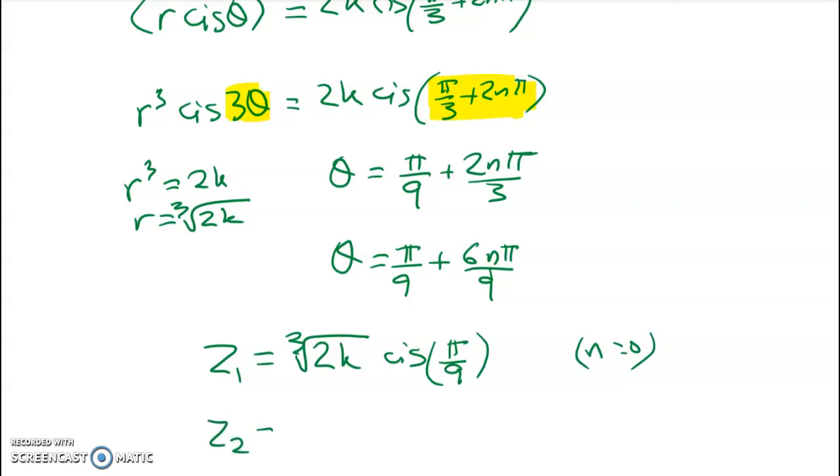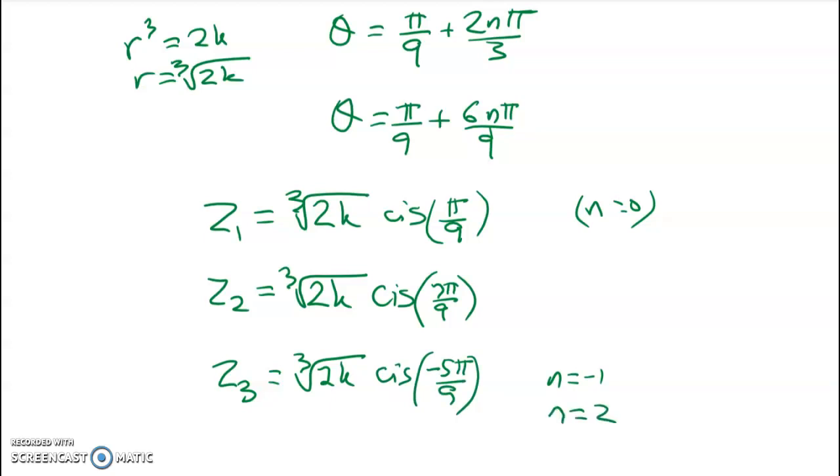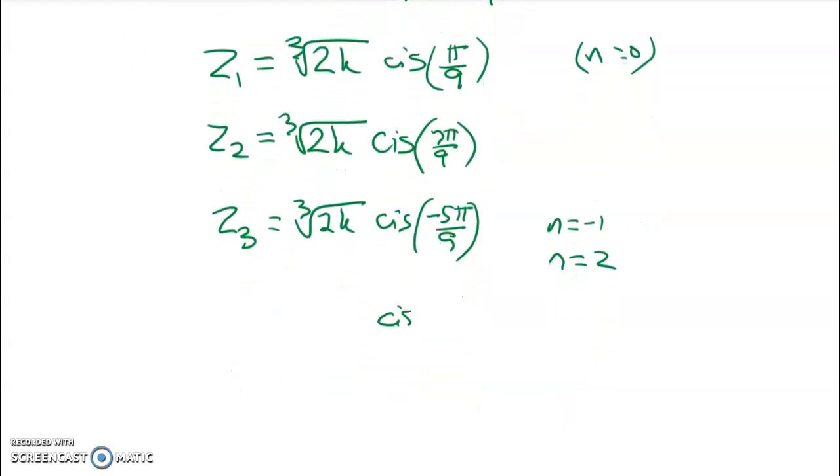The next one, z2, will be when n is 1. So it'll be 7 pi on 9. And the third one is when n is -1. So that will get me cis of -5 pi on 9. Now it's fine if you want to do n equals 2 here, you'll get cis of 13 pi on 9, which is the same thing. Okay, but I'd prefer it if you were keeping your arguments between pi and -pi.